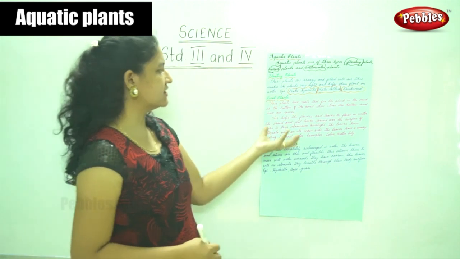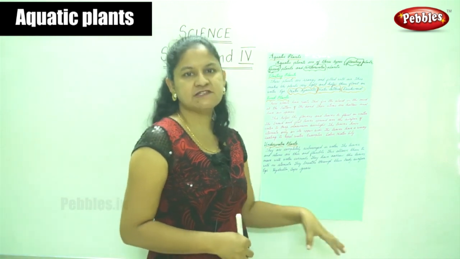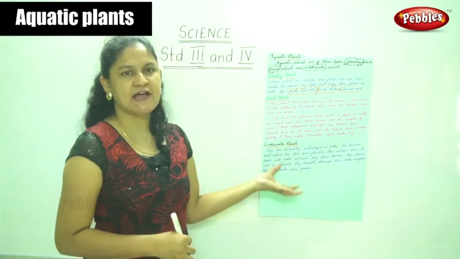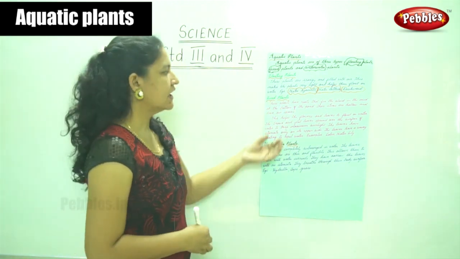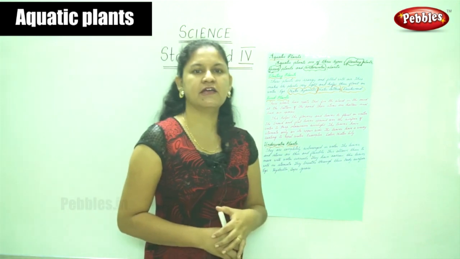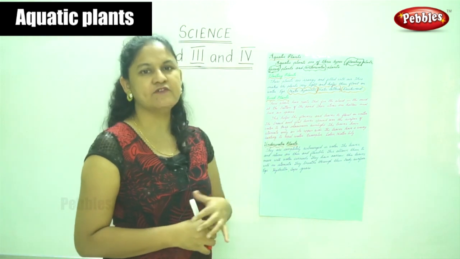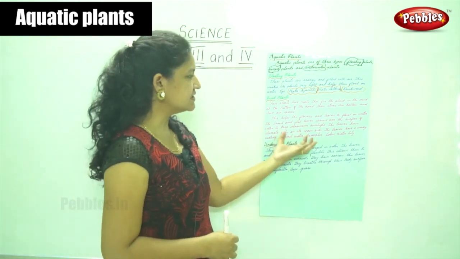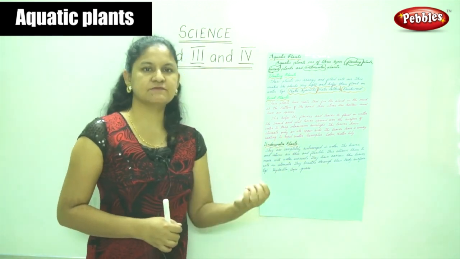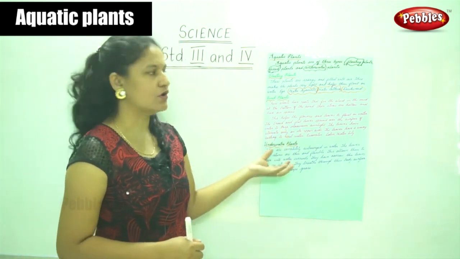The next aquatic plant is your fixed plants. These plants have roots that fix the plant in the mud at the bottom of the pond. Their stems are hollow and have air spaces. This helps the flowers and leaves to float on water.